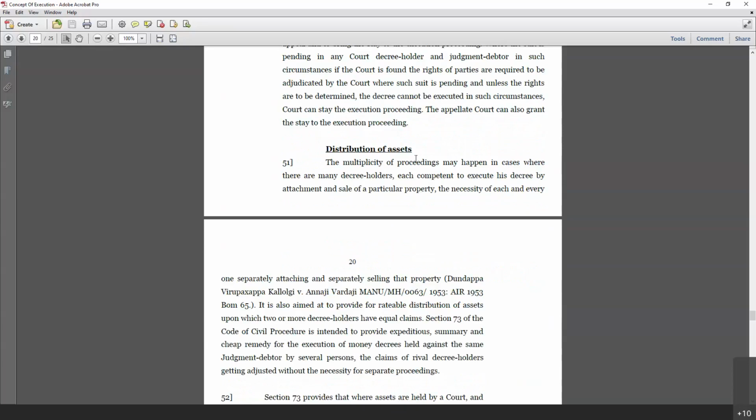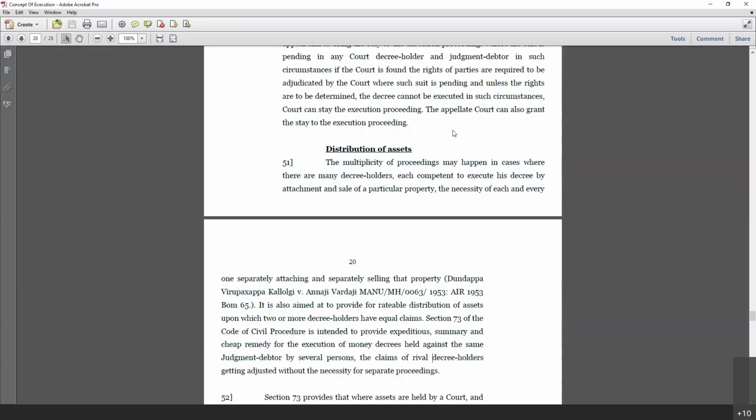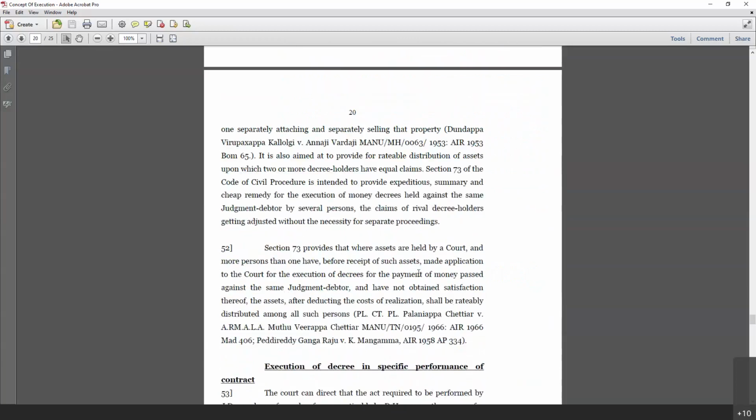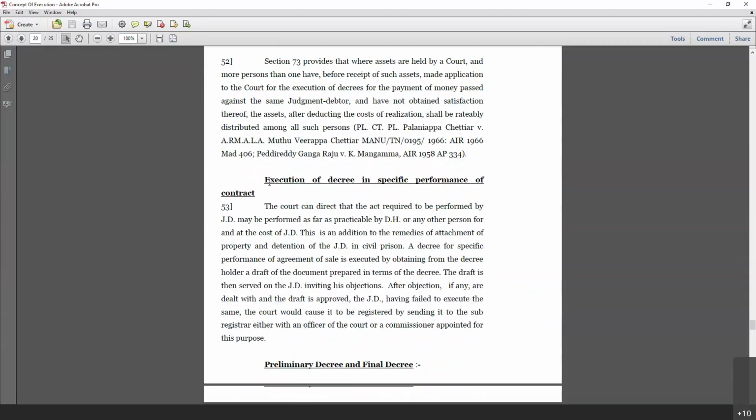Now, there may also be cases of multiple decree holders against B. Let's say B got into a lot of trouble in that particular period. Many people filed cases. Now, D, E, and F also get decrees against B for varying amounts, 20 lakhs, 50 lakhs, 1 crore, 1.5 crore. So, obviously, all of them also have a right to ensure that the property in question is distributed in a rateable manner. So, in a pro rata distribution, the properties will be distributed amongst all the decree holders. Again, this is commonsensical. Now, again, there is the execution of a straightforward decree in the case of specific performance.